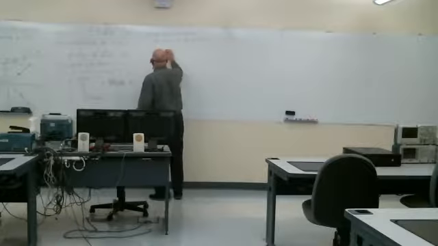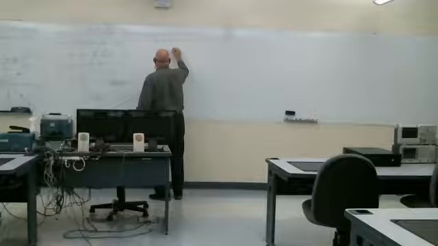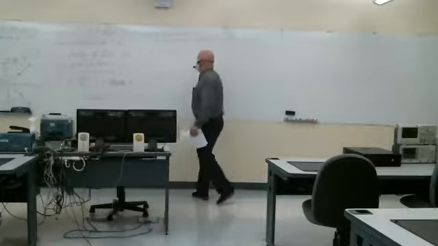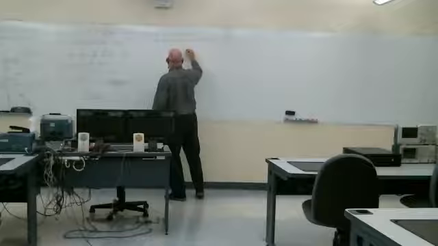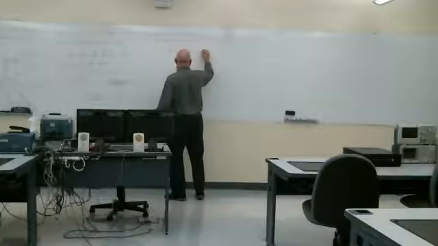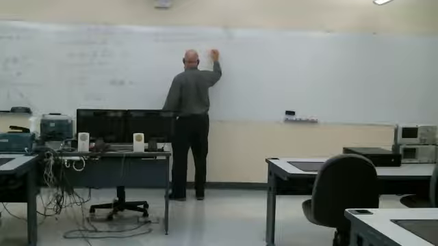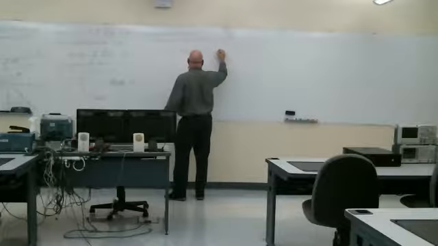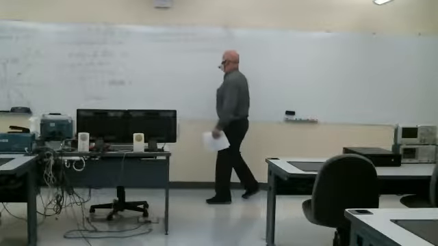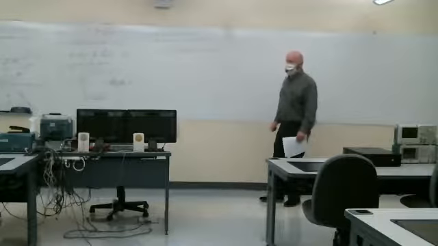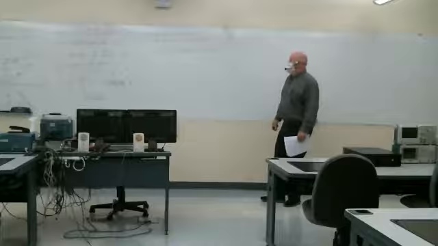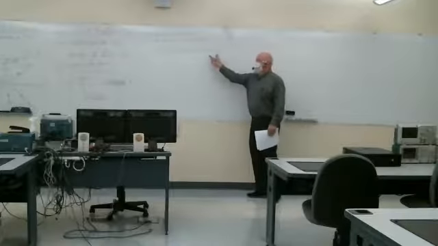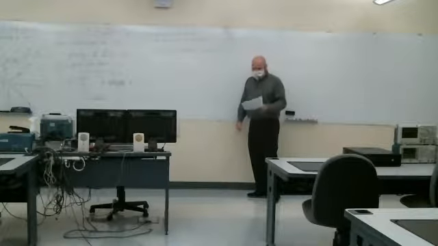Quite simply, it's just V over d in the direction from the positive plate to the negative plate, or 12 volts over 1 millimeter in the E hat direction. That would be 12 kilovolts per meter in the E hat direction. The magnitude of the electric field is just 12 kilovolts per meter.